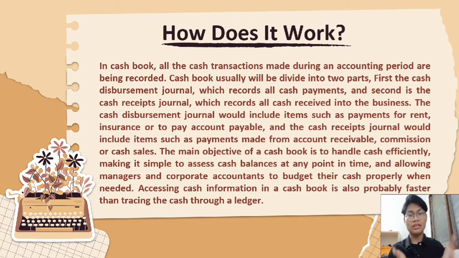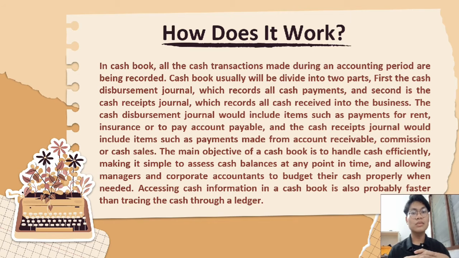Next, how does it work? In a cash book, all the cash transactions made during an accounting period are recorded. A cash book usually is divided into two parts. First, the cash disbursement journal, which records all the cash payments, and second is the cash receipt journal, which records all the cash received into the business.